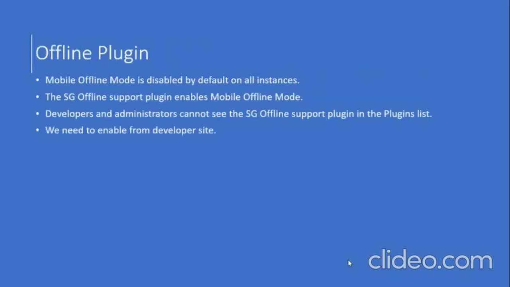Then moving to the offline plugin. As told earlier, we can enable the ServiceNow mobile application to work in offline mode also. To enable this, we need to install the offline support plugin. But this plugin is not listed in the plugin section on the Now platform. For a personal instance, we can get it through the developer site of our personal instance, and for corporate instances, we need to request it through ServiceNow support.